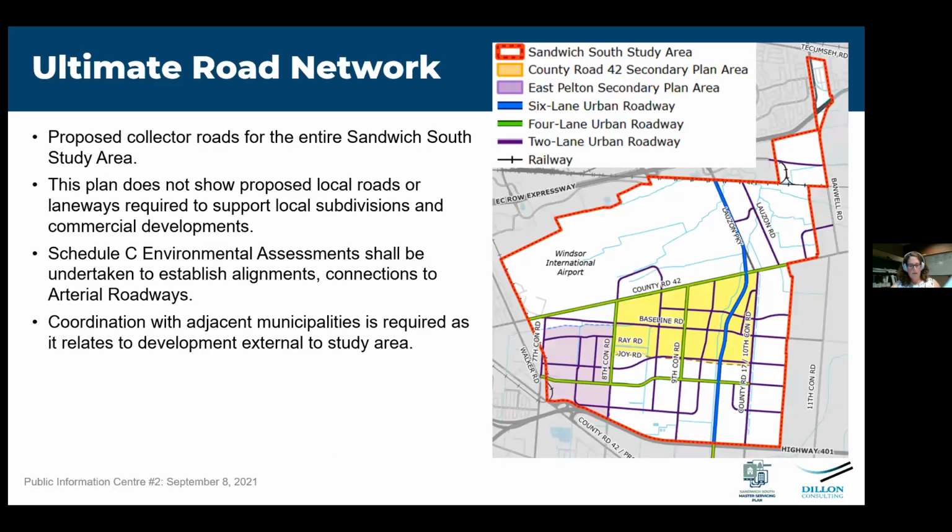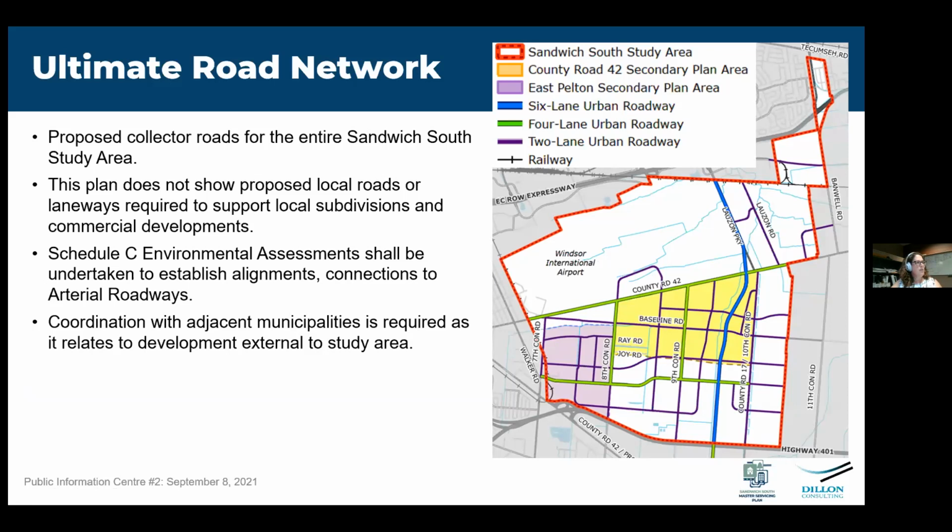So ultimately, based on all of those opportunities and the completion of the transportation analysis, the proposed collector road network is shown on the right-hand side of the screen. So this road network shows all the arterial roads that were identified in the previous EAs, as well as the proposed collector road network. It does not show proposed local roads or laneways required to support local subdivisions or commercial developments.